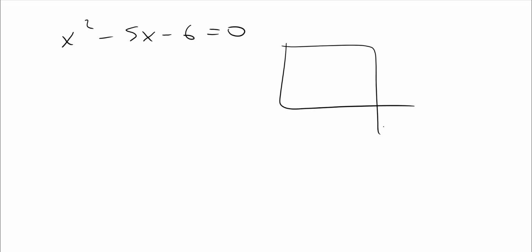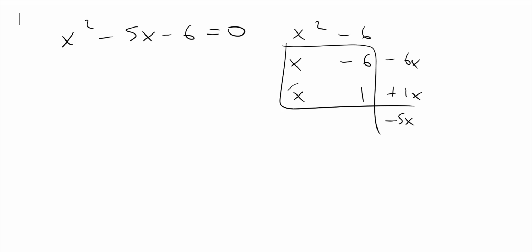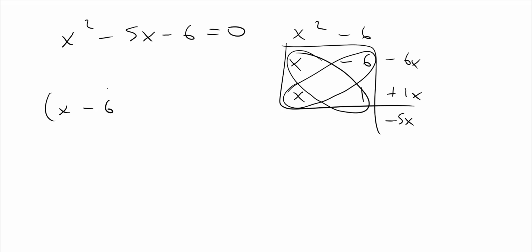x squared minus 5x minus 6 equals 0. Okay, so you're literally going to factor that, and if I do a factor box, we're going to get x squared, negative 6, and negative 5x. So you're going to have x and x. This is going to be negative 6 and positive 1. So this gives you negative 6x plus 1x is negative 5x, so that's good. And so your factor is x minus 6, x plus 1. So x minus 6, x plus 1, and that equals 0.